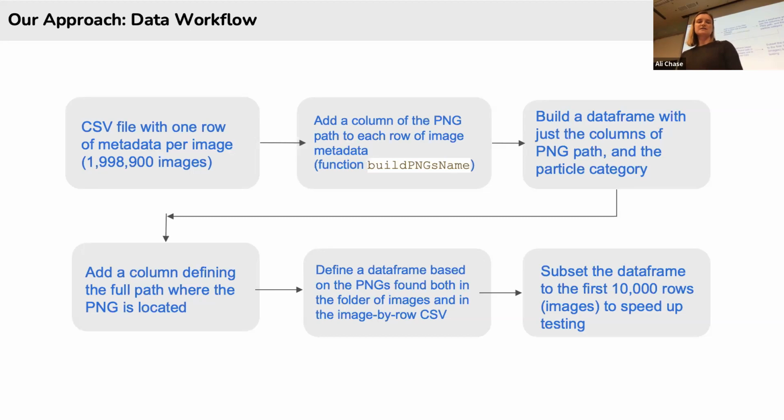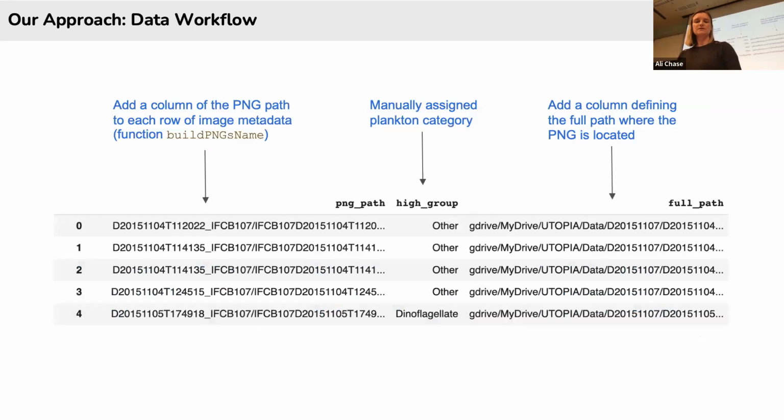So we had, again, our CSV file. So this is one row per image. We had the CSV file representing all North Atlantic labeled data, which is about 2 million images. We added a column to this file representing the PNG path because we know where the data are located in our drive. And then we built a simpler data frame just to show the category of the particle, the PNG path, and the local path. And then we added a third column showing the entire path. So just to simplify, and I'll show you an example of what that looked like. And as I said, we subset it down to 10,000 images.